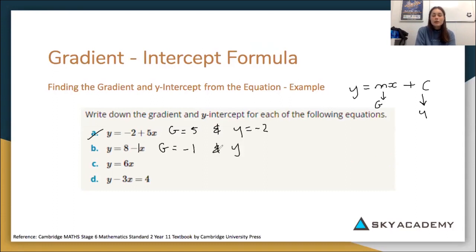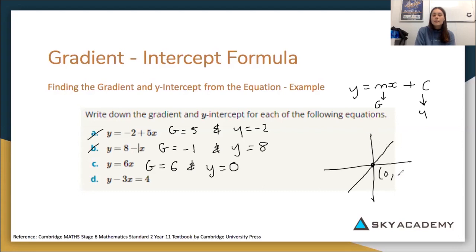Then we've got our gradient for C, and the number associated to the x is our gradient, which is 6. And we don't have a y-intercept here. There's no y-intercept, so our y is going to equal 0, which means it goes through the origin 0, 0, which is here. Because we don't cross the y-axis up here or down below, we just have a y of 0. We don't have a y-intercept.